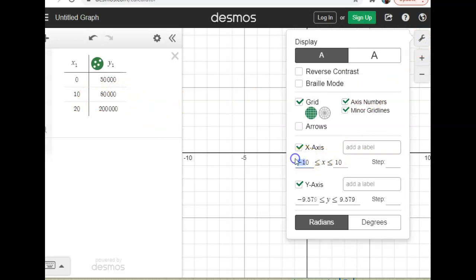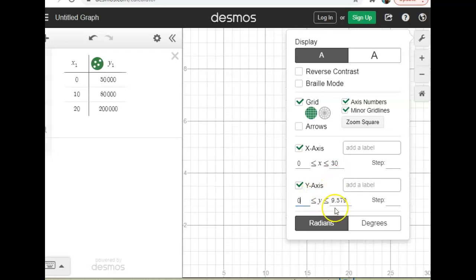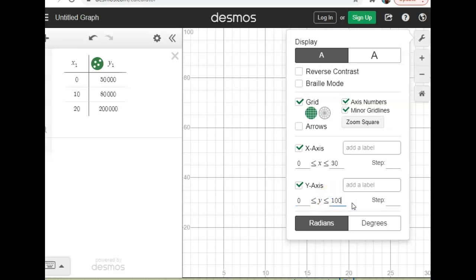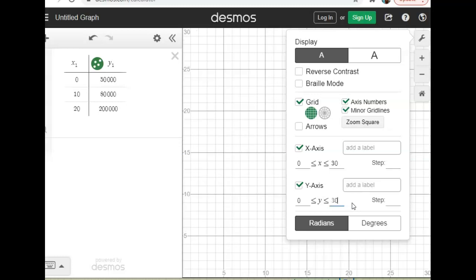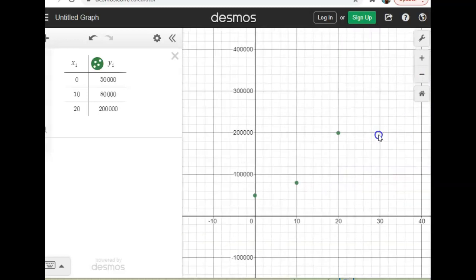So let's set this up. Let x go from 0 to 20, maybe to 30. And then we want y to go from 0 to 1,000,000. Actually, let's have 300,000 for now. We can change it later. Okay, good. All right, so you can see our points. You can kind of see that it does look like the 3 points on a parabola.